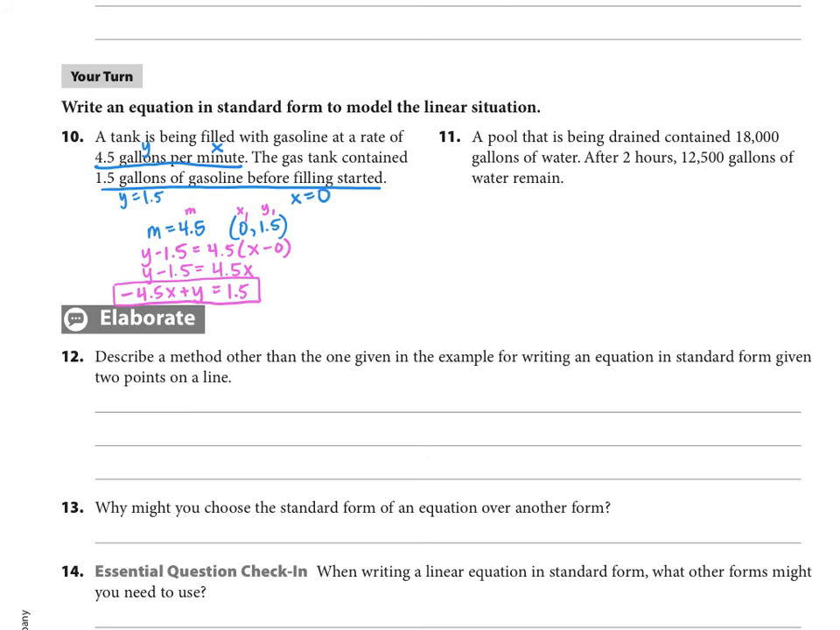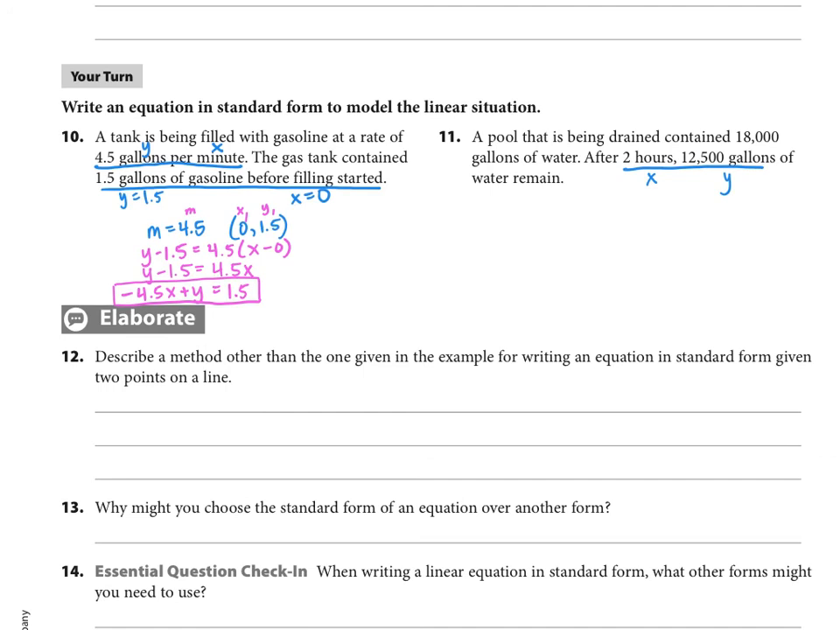Okay. Number 11, I'm not going to do the whole thing. I'll just kind of get you started on it, and you can finish it up. A pool that's being drained contained 18,000 gallons of water. After 2 hours, 12,500 gallons of water remain. So this doesn't give us any slope because I don't see a rate here. But we do have 2 hours and 12,500 gallons. So we have, again, time and our volume. So we're going to call the hours our x, and then the gallons is our y.